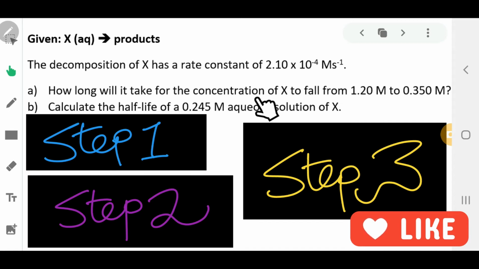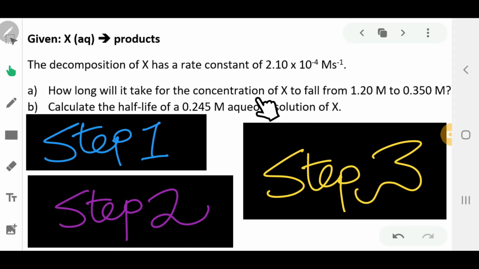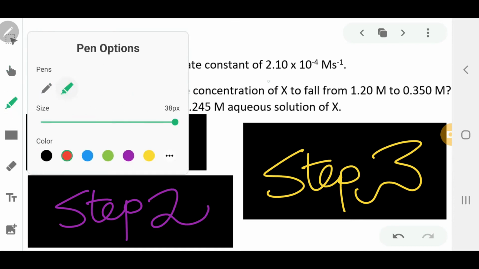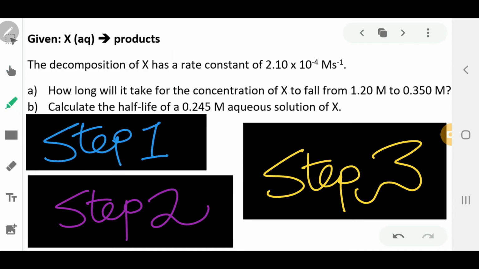To do A, the first thing you need to identify is what type of integrated rate equation we need to use. Either it's going to be zero, first, or second. If you read the question carefully, the question does not give you the information about which order to be used explicitly. So how are you going to do that? You're going to look at the units of the rate constant.